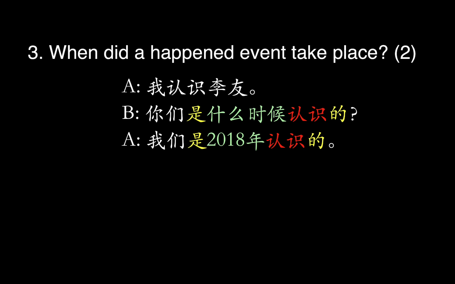Okay, another example. 我认识李友, so I know 李友. 你们是什么时候认识的? 我们是2018年认识的. So I know Leo. So this knowing Leo, this action, this event has already happened, and I want to know when this event happened. So you use 是什么什么的.